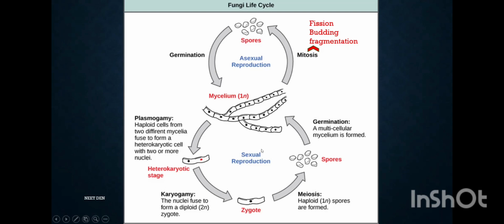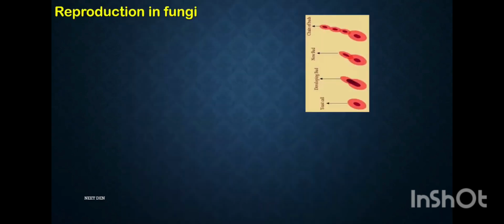In sexual reproduction, these hyphae, which are haploid, may combine and produce a zygote, that is diploid, and this zygote gives rise to sexual spores which produce hyphae. Generally, sexual reproduction occurs in unfavorable conditions. So let us expand this understanding of reproduction in fungi.